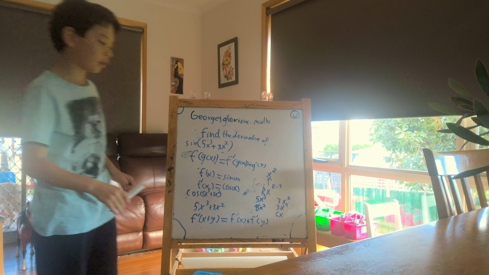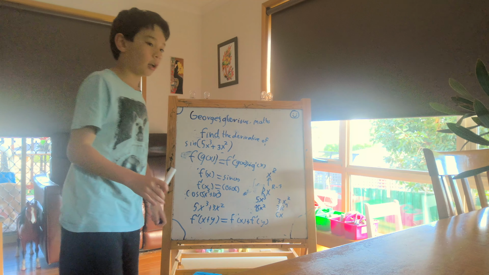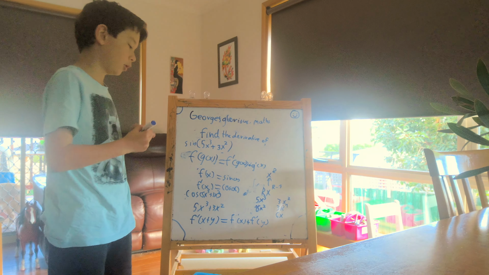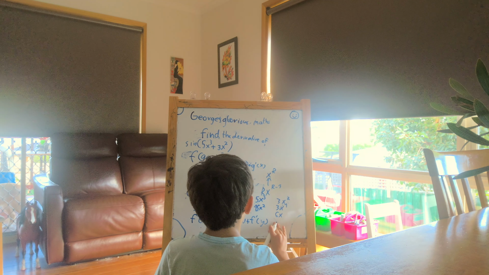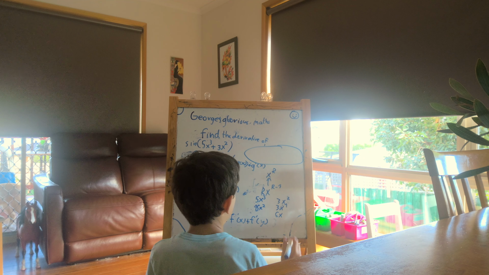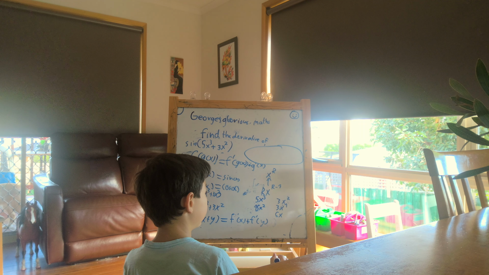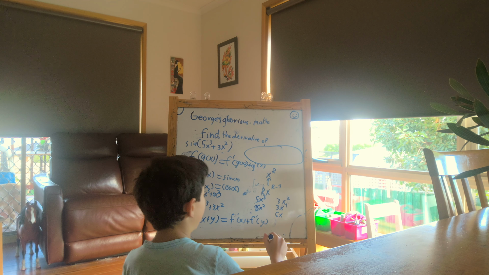We drop the exponent, then multiply by the original exponent. So we've got 15x squared plus 6x. So this will be our answer.